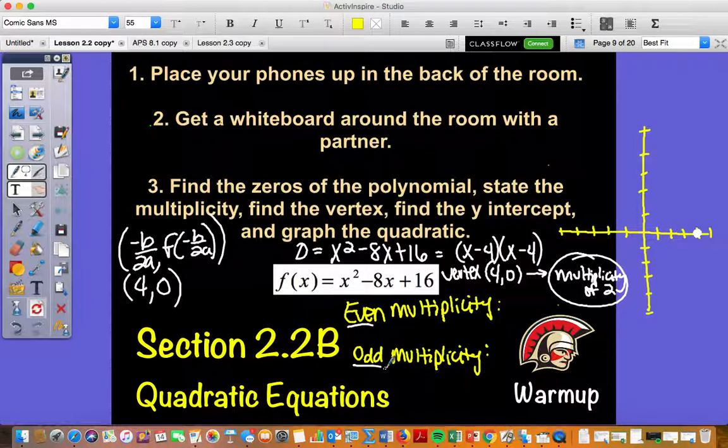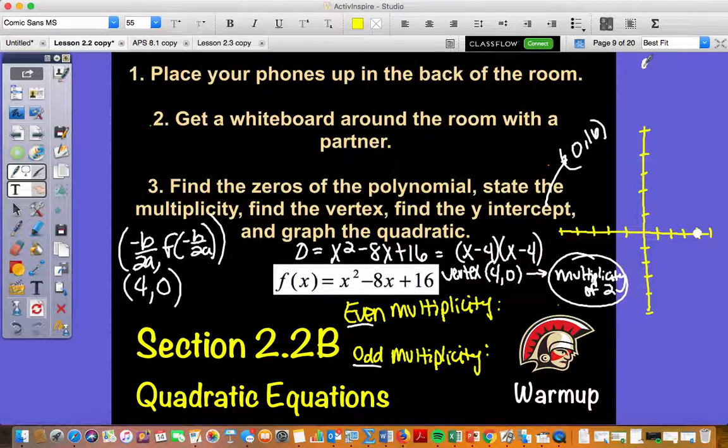Well, let's do this. What's the y-intercept here? 0, 16, right? Because I'll plug 0 in for x to get that out. Good. So this is 0, 16. So I'll do that, 0, and then it goes way up to 16. I mean, it's way up here.